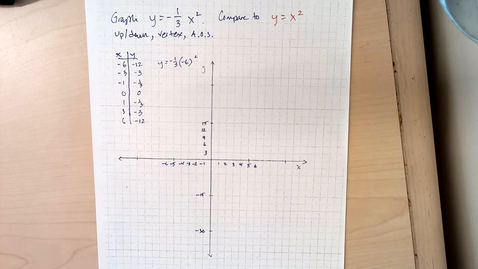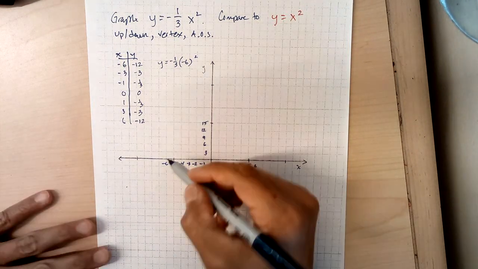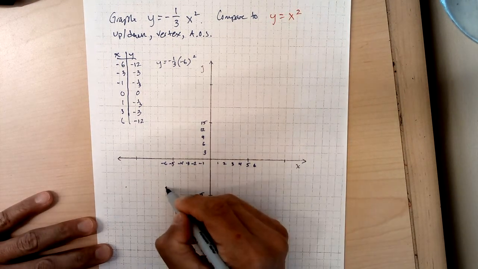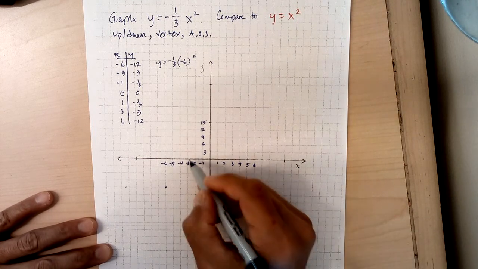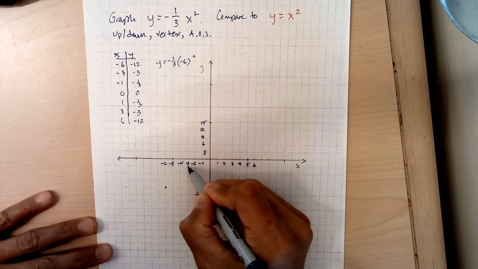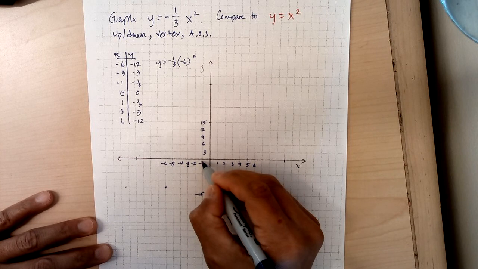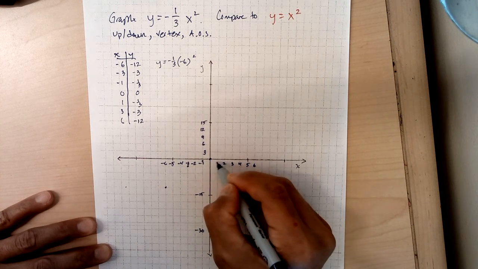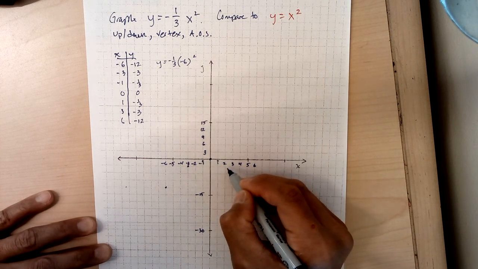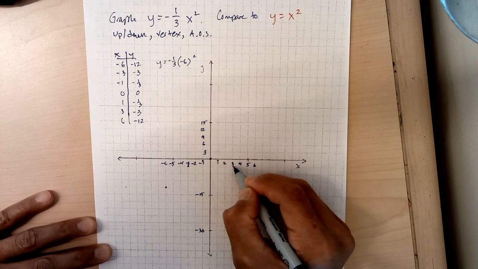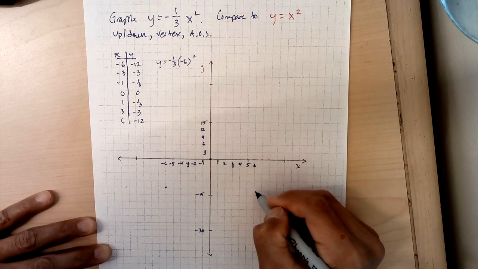And again, notice on my graph, I went by 3's again on the y-axis. So I have -6, -12, which would be right here. -3 is right here. -1 and -1/3 right there, 0, 0, and so on. Graphing these numbers pretty quick. And 6, -12 will be right here.